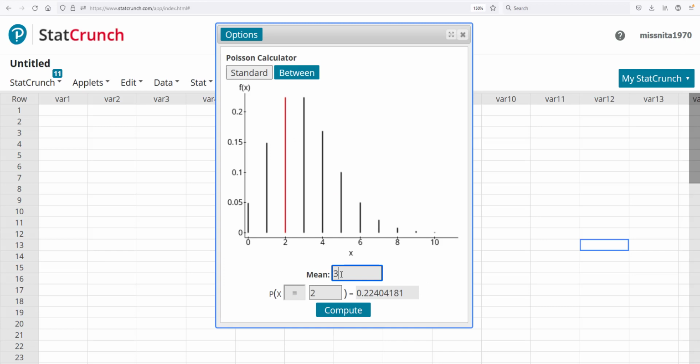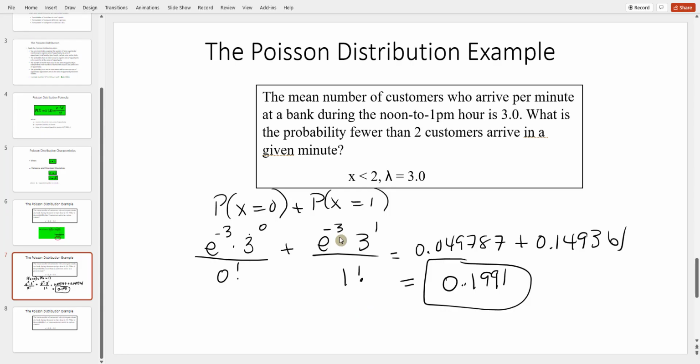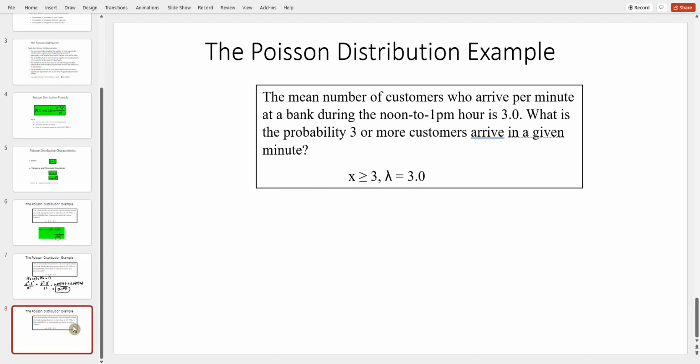If you do it with StatCrunch, the mean is still 3. This time we want to change this equal to less than. And as you can see, we get 0.1991. If we do it with my template, I already have the numbers in there. We want less than 2, so we want this here. And as you can see, I get 0.1991. Okay? So, like I said, you can do it by hand, do it by StatCrunch, or do it with my template. Let's look at another problem.